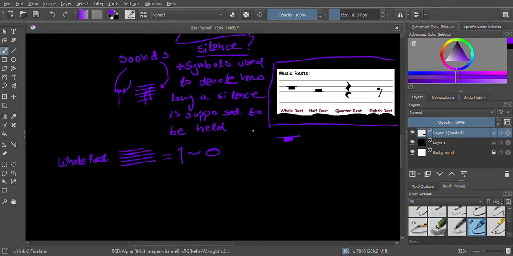And usually, for example, in a 4/4 time signature, this would be 4 counts worth of silence. In a 4/4 time signature, or any number 4 time signature, it would be 4 counts. But in other time signatures, perhaps not. But the point is, its rest value is 1, and the silence is meant to be held just as long as a whole note.